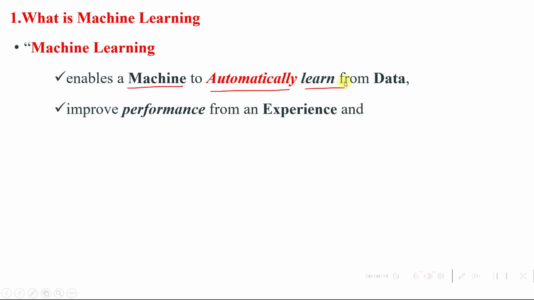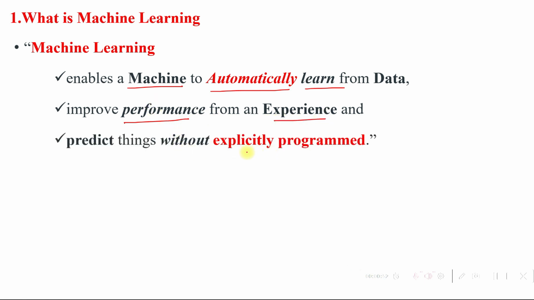Now first of all we'll see the definition of machine learning. What is machine learning? Machine learning enables machines to automatically learn from the data, improve the performance from an experience, and predict the things without explicit programming. So simply it is called machine learning. Now for any machine learning programming, the data is very important.